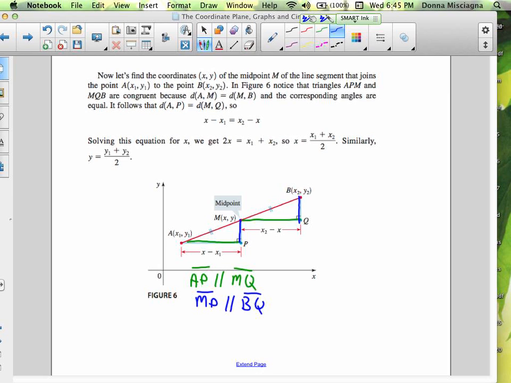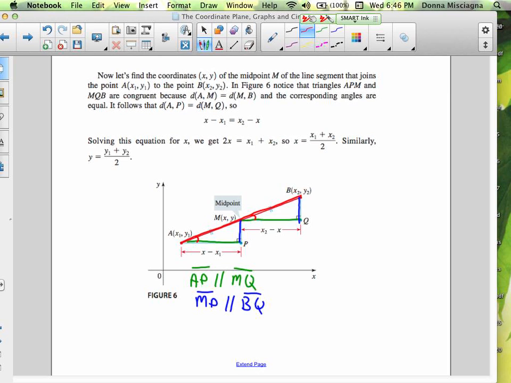So this is our transversal. A transversal is just a line that intersects two other lines. So it intersects both the green lines at one point, and it intersects the blue lines at one point. So when lines are parallel, angles that are in the same relative position, in this case above a line and below the transversal, are called corresponding angles, and they're going to be congruent.